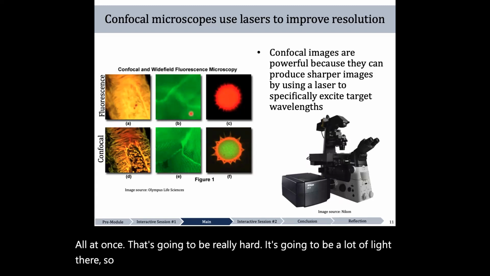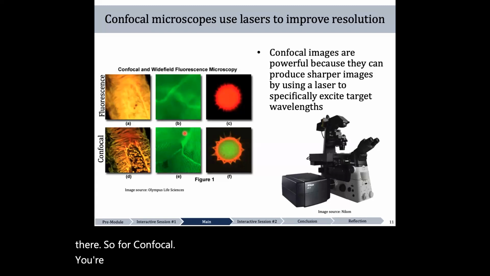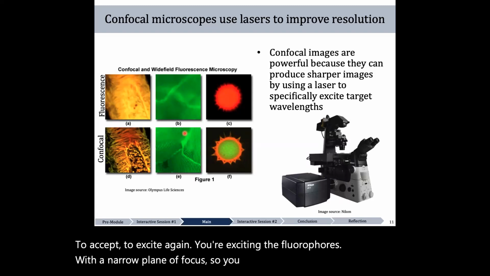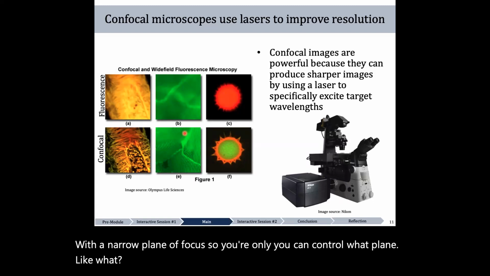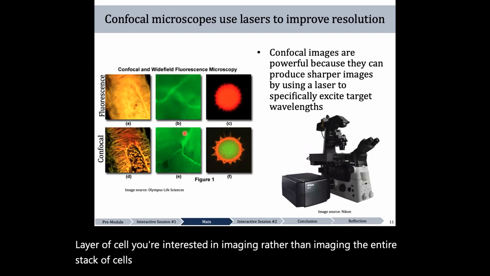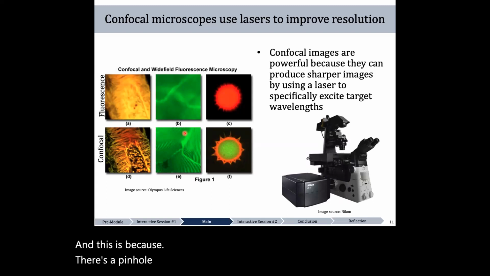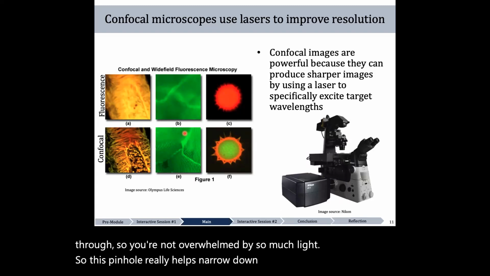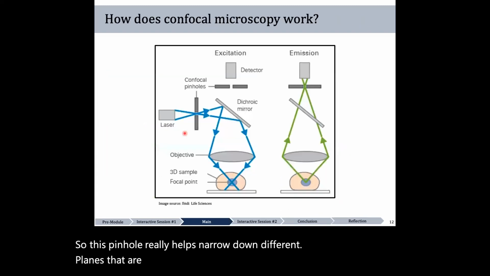So for confocal, you're shining a light, the laser, to excite the fluorophores with a narrow plane of focus. So you can control what layer of cells you're interested in imaging, rather than imaging the entire stack of cells in a tissue. And this is because there's a pinhole feature that allows only certain amounts of light to go through. You're not overwhelmed by so much light. So this pinhole really helps narrow down different planes that are fluorescing.